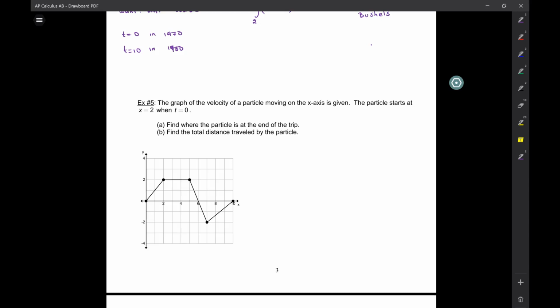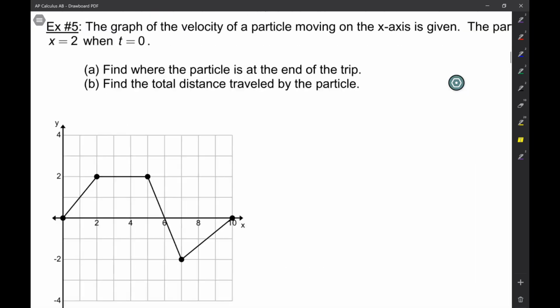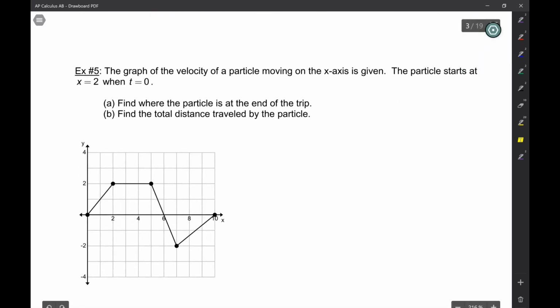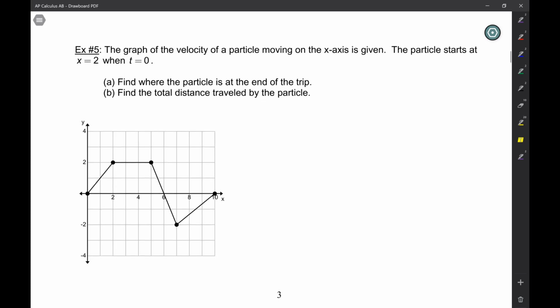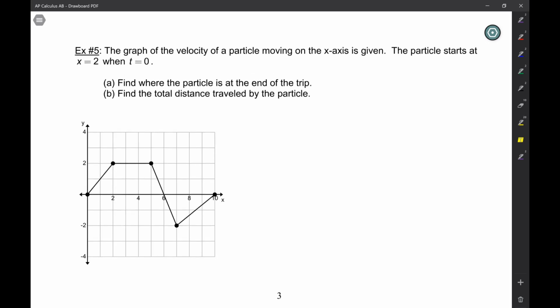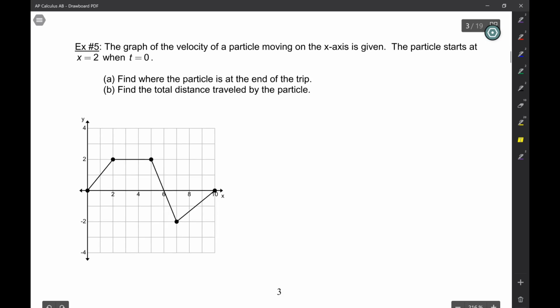Okay, so let's go here. What you have is the graph of the velocity of a particle moving along the x-axis. The particle starts at x equals 2 when t is 0. So when t is 0, the position is x equals 2.